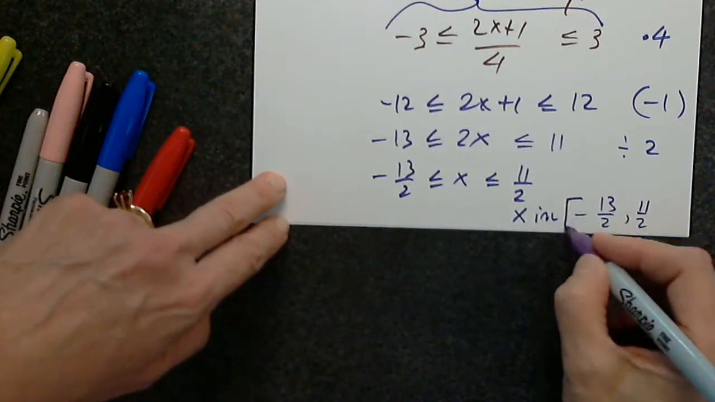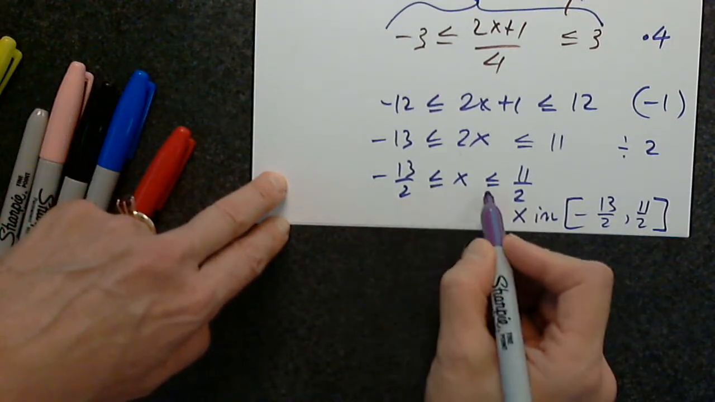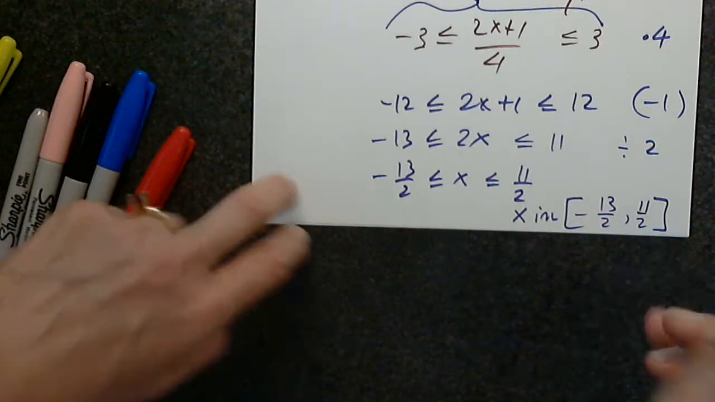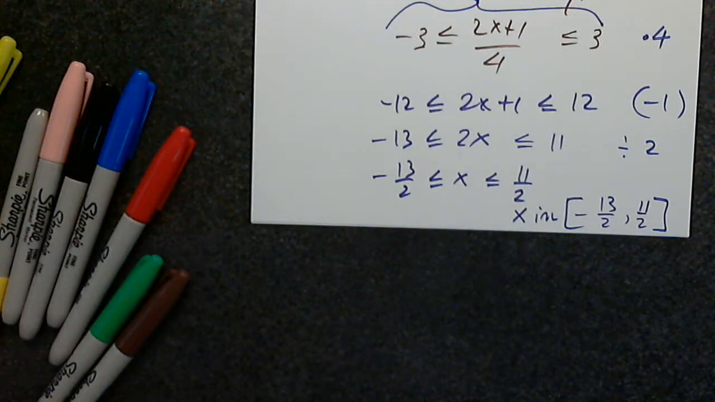Of course, because of the equal symbol. If I did not have the equal symbol, I would have used parentheses. So brackets are inclusive. Yes. Okay, so how would we speak that? How do we read it? So x is in the interval, -13 halves to 11 halves, and both are included. Both ends of the interval are included.